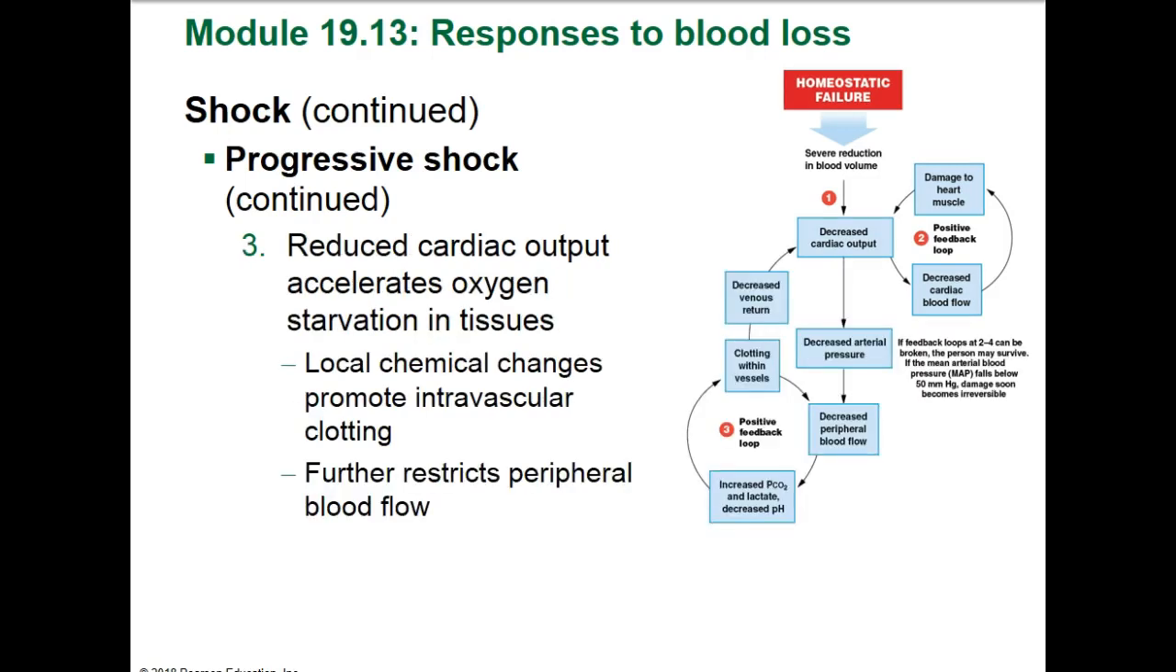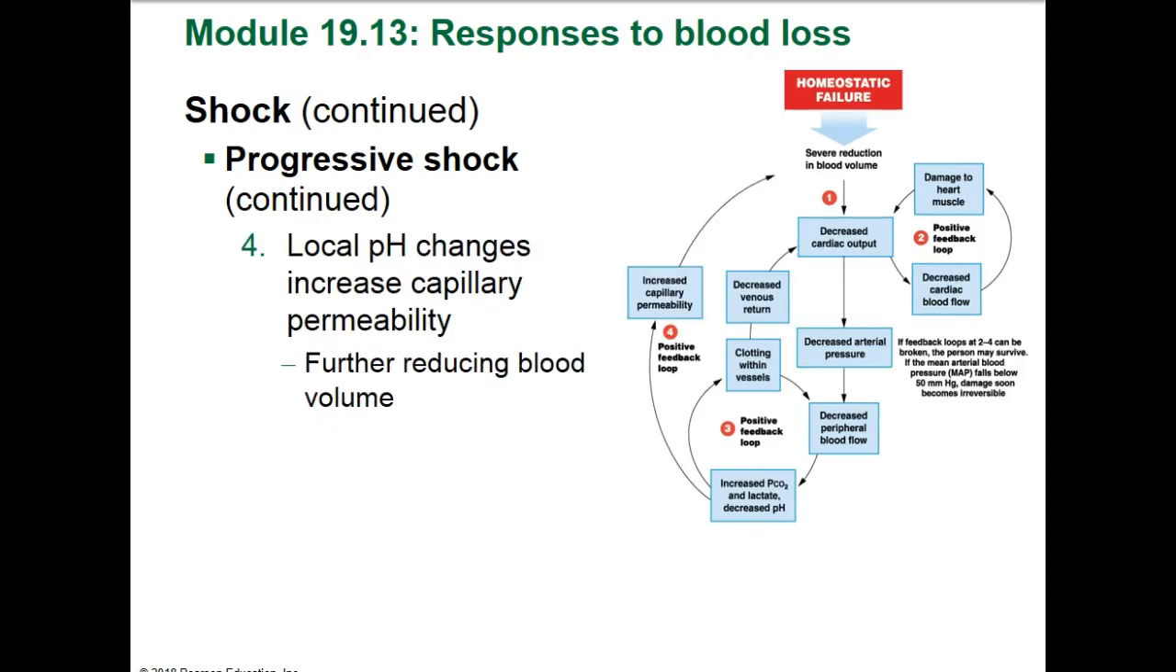Then reduced cardiac output is going to accelerate your oxygen starvation in the tissues. Local chemical changes will promote any intravascular clotting, and that is just simply going to restrict the peripheral blood flow even more. So this is the positive feedback loop we're talking about. And then local pH changes will increase capillary permeability, and unfortunately that further reduces blood volume as well.